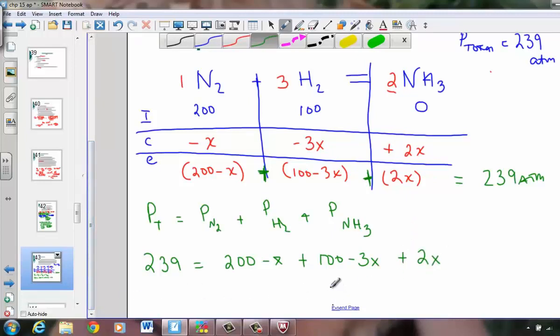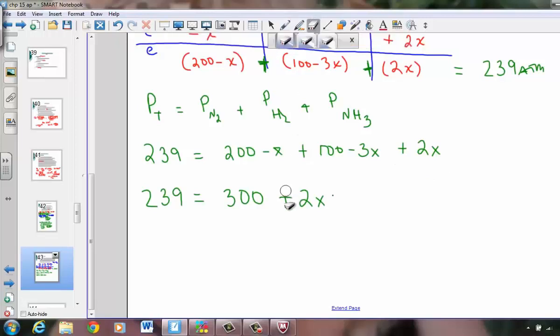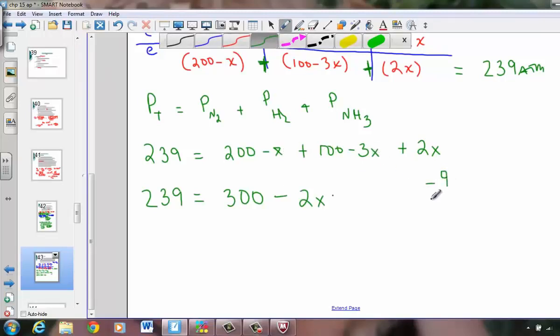Let's combine our like variables here. We have two numbers here. We have 200 plus 100, and over here we have 239. So let's go slow with algebra. 239 equals 200 plus 100, which is 300. Minus x minus 3x is minus 4x, plus a positive 2x. No, it doesn't bring us back to 2x. It brings us to minus 2x. Always nice to have an algebra buddy. Minus x minus 3x is negative 4x with a positive 2x. We're left with a negative 2x.